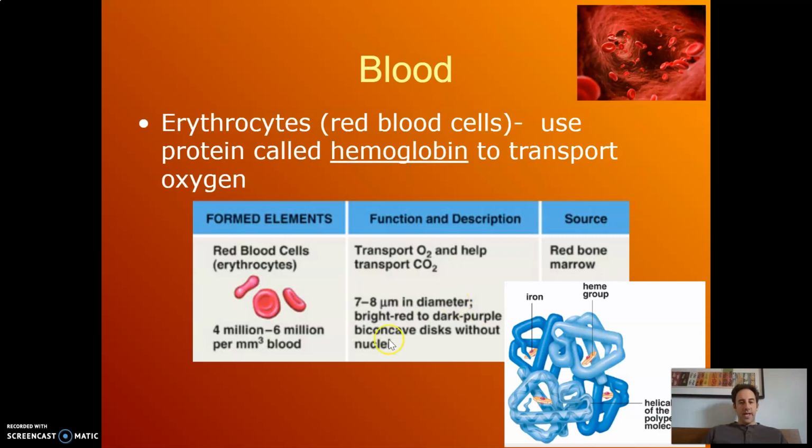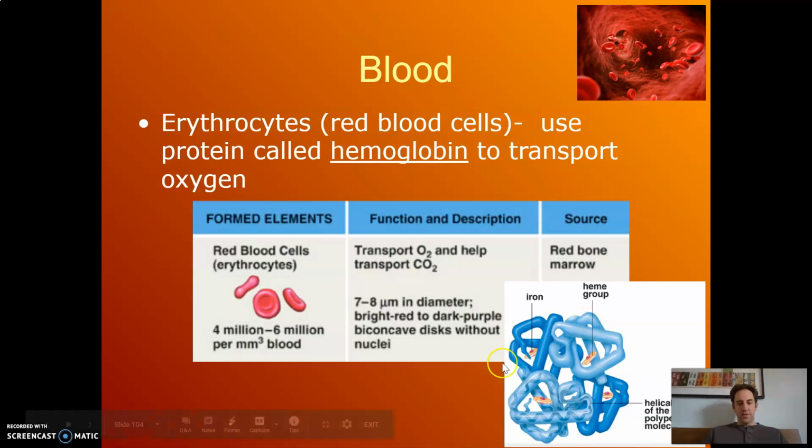Now, I want to just point out there are 4 to 6 million of these per cubic millimeter of blood. So think of the little tiny markings on a ruler. One of those cubed, there's 4 to 6 million red blood cells. These are teeny tiny little things, and all they do is carry oxygen throughout the bloodstream.